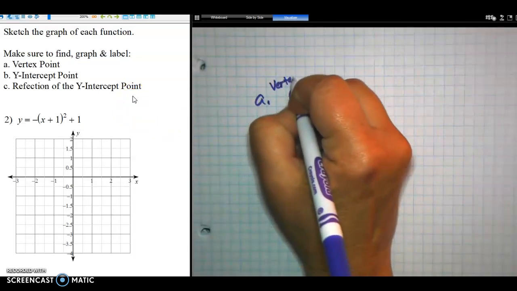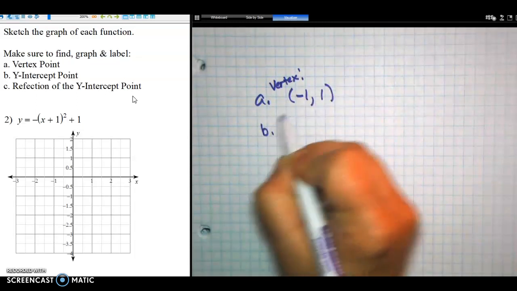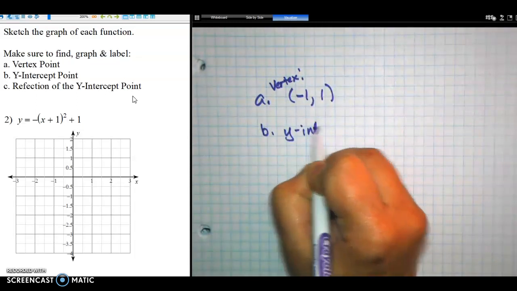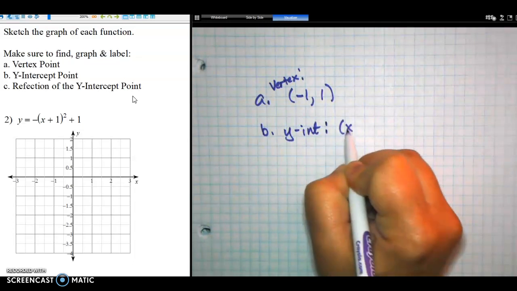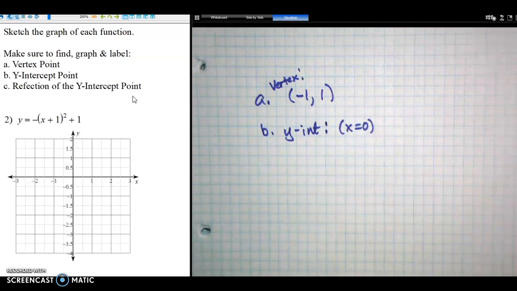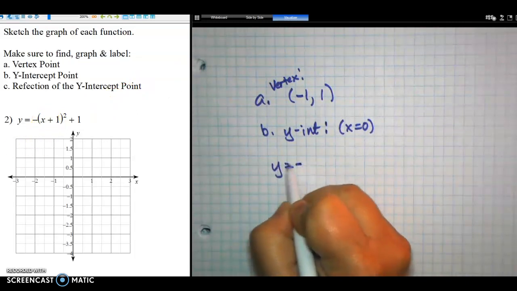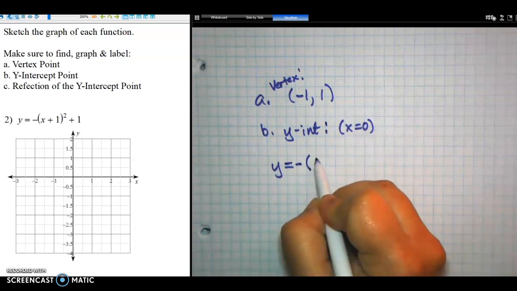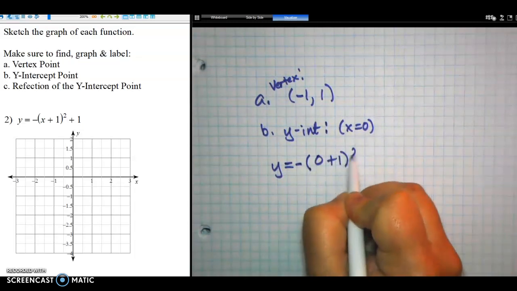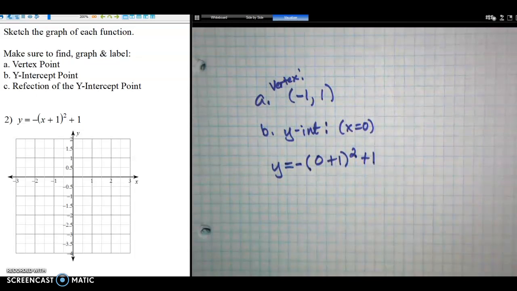Anyway, this is the vertex, right? So let's move on to finding the y-intercept point. The y-intercept can be found always when we say that it is where x equals 0, which means in this case we're going to replace x in the equation with 0. So we have y is equal to negative the quantity 0 plus 1 squared and then plus 1.